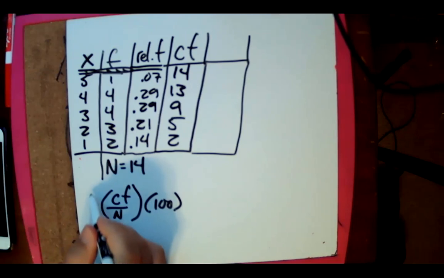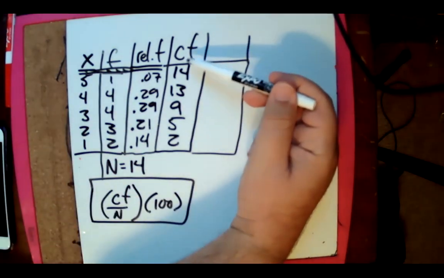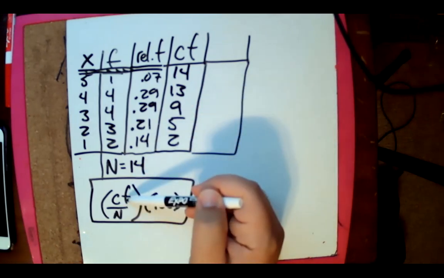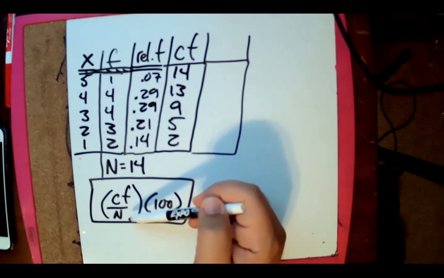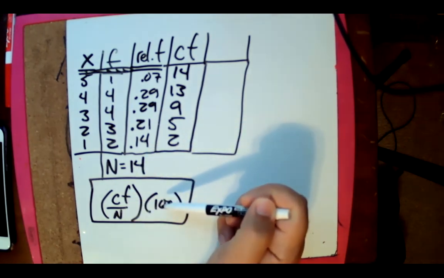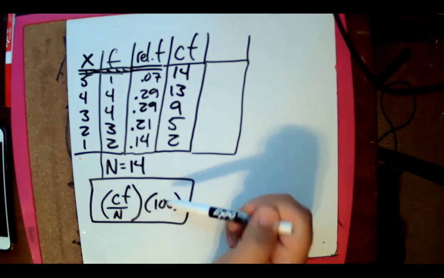All right, so here's our formula down here at the bottom. And we're going to take the cumulative frequency numbers and plug them in one at a time here in the top, in our numerator. Our denominator is 14, so we'll put 14 there in the bottom, then we'll multiply by 100. So we'll do these parentheses first, and whatever answer we get, we'll multiply by 100.